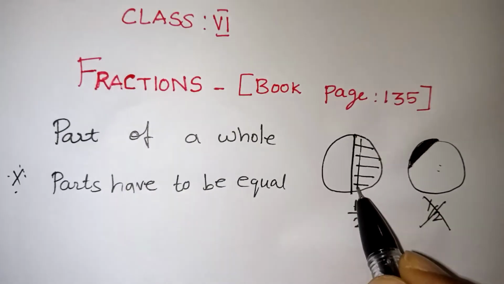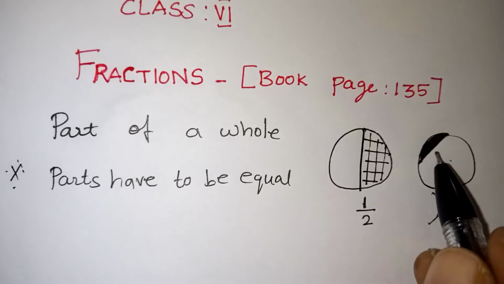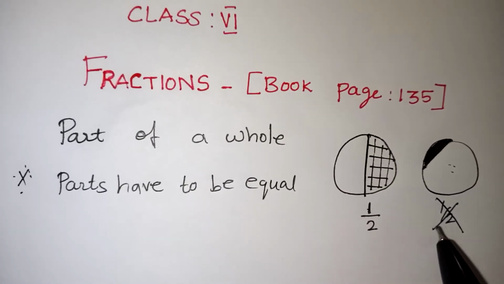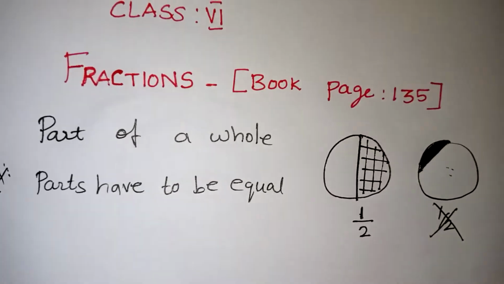How many parts are shaded? Only one part is shaded. So 1 out of 2? Here we cannot say that, because the parts are not equal. The parts should be equal, then only we can go for a fraction. That is the basic condition for a fraction.